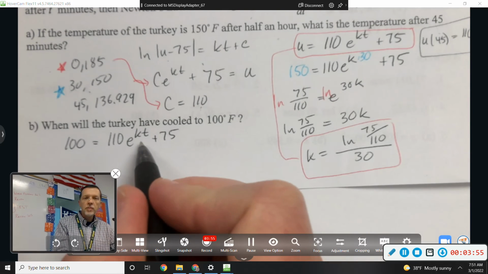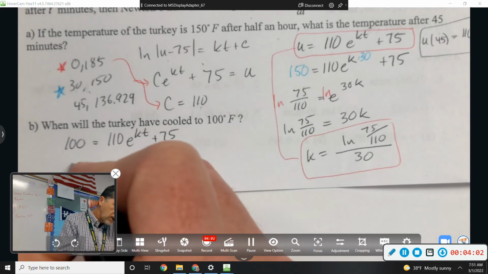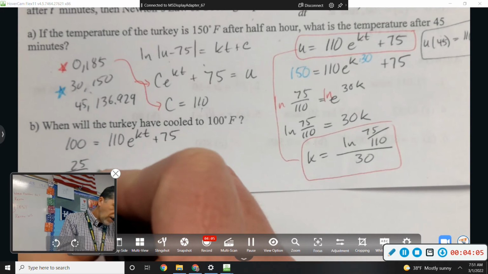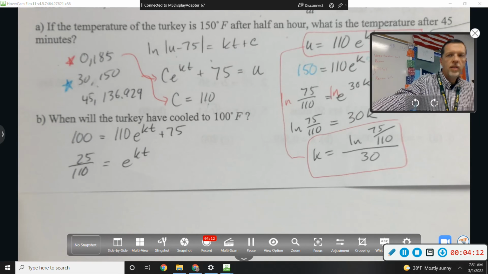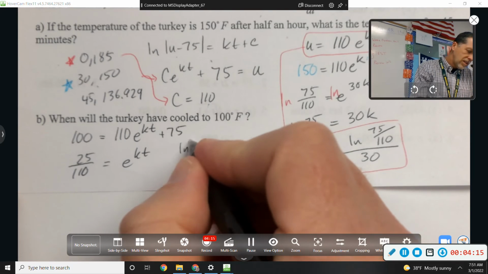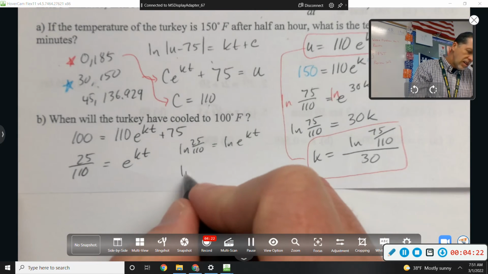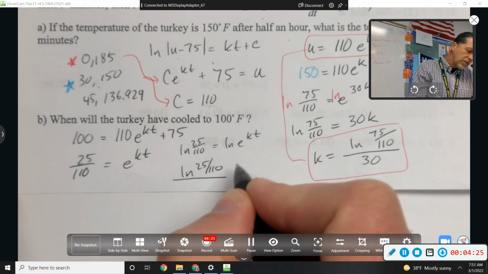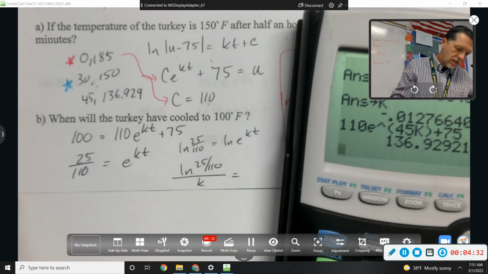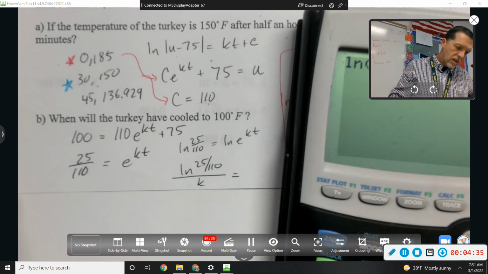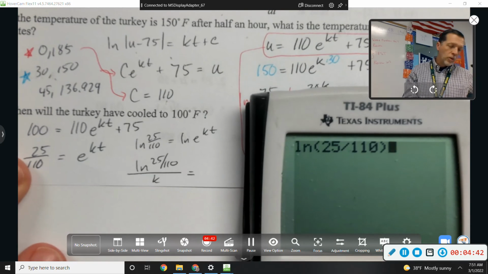So now I'm solving for t. k is a constant. It's not a variable. I know what it is, so I can still just work with it there. So 25 over 110 equals e to the kt. And then natural log both sides. So natural log of 25 over 110, all divided by k, will tell me what t is. And again, as a no calculator test, that would be the final answer. That's not real helpful, but that is correct.